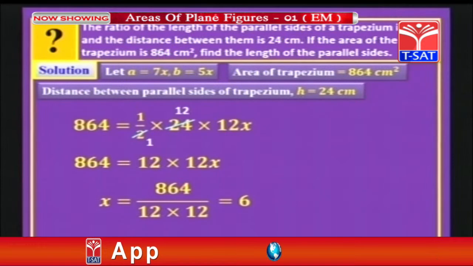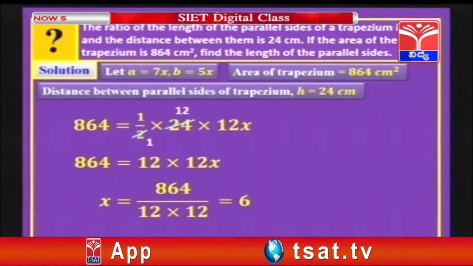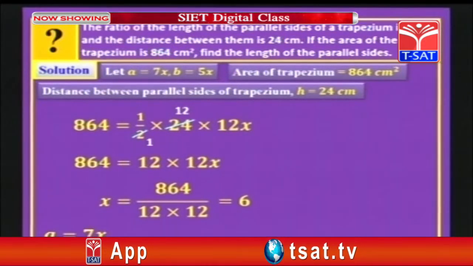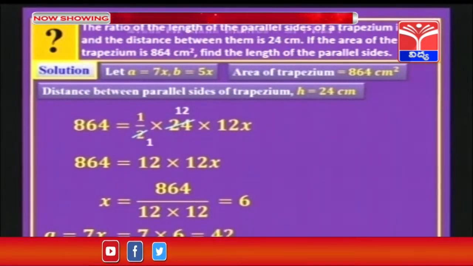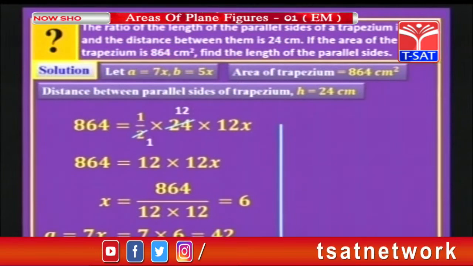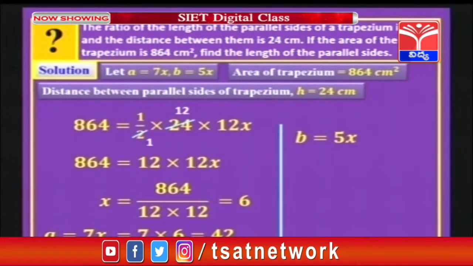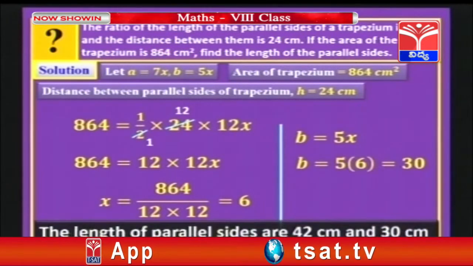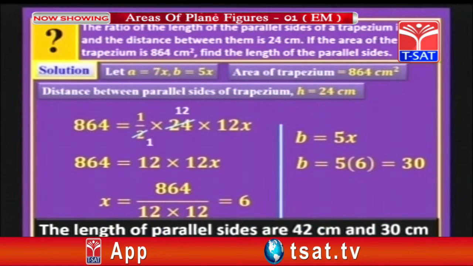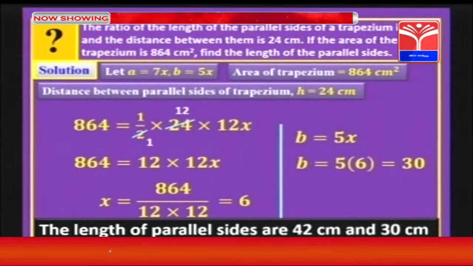What actually do we need to find? The length of the parallel sides, that is the a and b values. So a is equal to 7x. Now substitute x equal to 6 here. So you get 7 into 6, 42. And b is how much, children? 5x. Substitute x equal to 6 here also. You get 5 into 6, which is 30. Therefore, the lengths of the parallel sides are 42 centimeters and 30 centimeters.